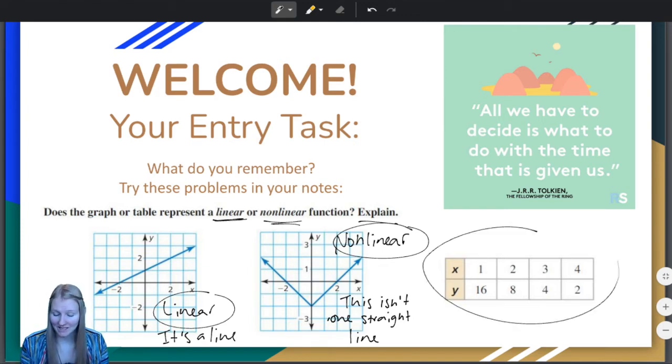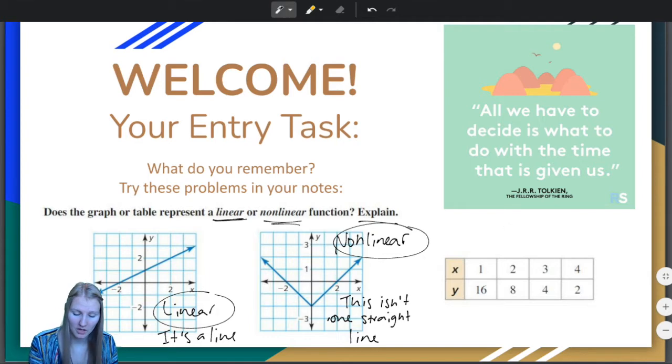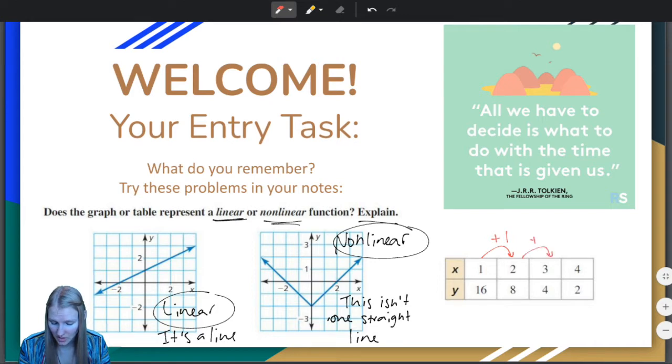Okay, and lastly, remember from the table, we need to look at, on the top, 1 plus 1 is 2, 2 plus 1 is 3, and 3 plus 1 is 4. And on the bottom, I have minus 8. Yeah, 16 minus 8 is 8. 8 minus 4 is 4, and 4 minus 2 is 2.